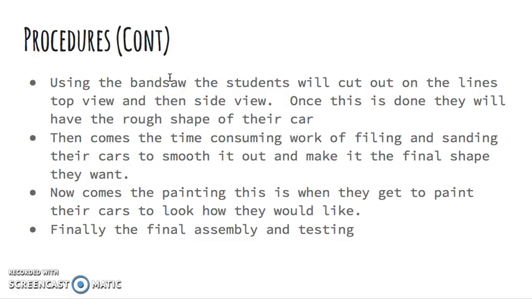Now when they're done cutting out the lines, they're going to file it and sand it. This is what gives them the overall shape of their car. This is an important part because this is going to give them what they finally want their final design to look like. Shaped very nicely, shaped very smooth. And finally, they're going to paint it and assemble it. And then we'll test it a bunch of times and so forth and so on.